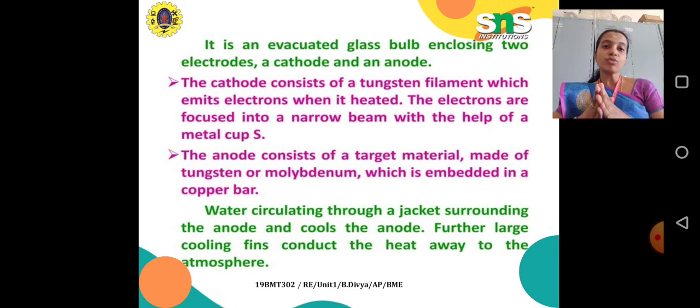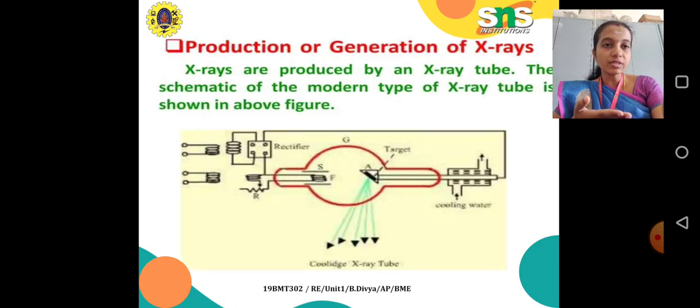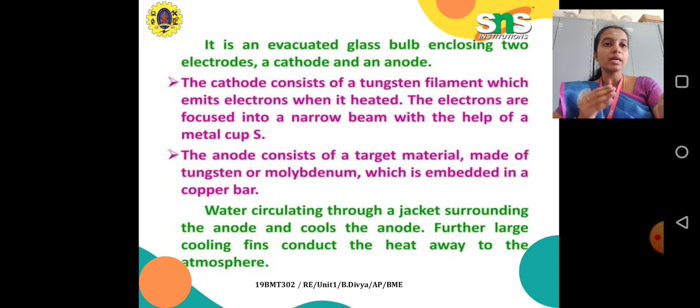The electrons are focused into a narrow beam with the help of a metal cup. The anode consists of a target material made up of tungsten or molybdenum, which is embedded in a copper bar.